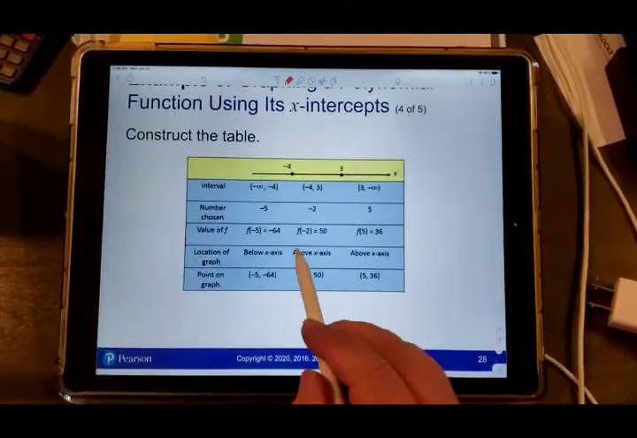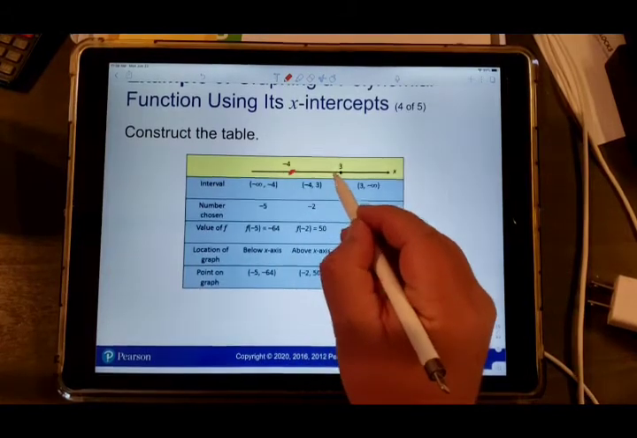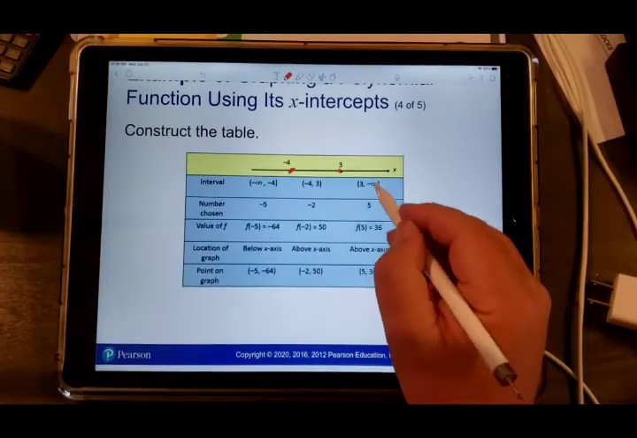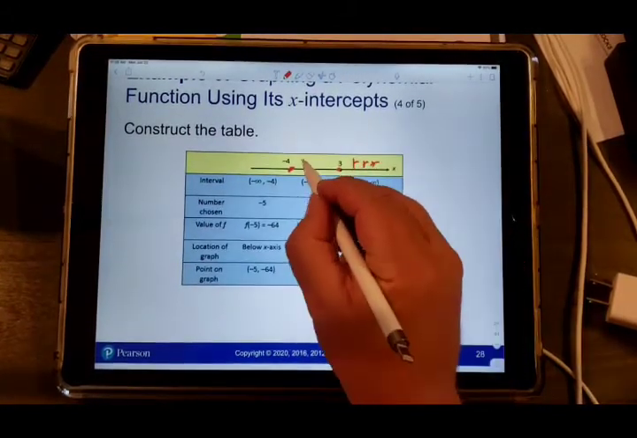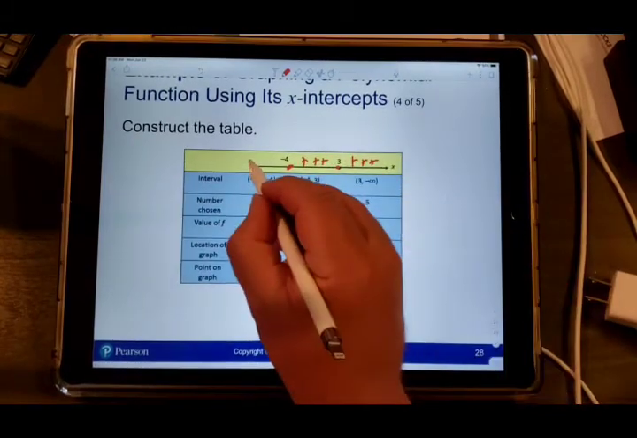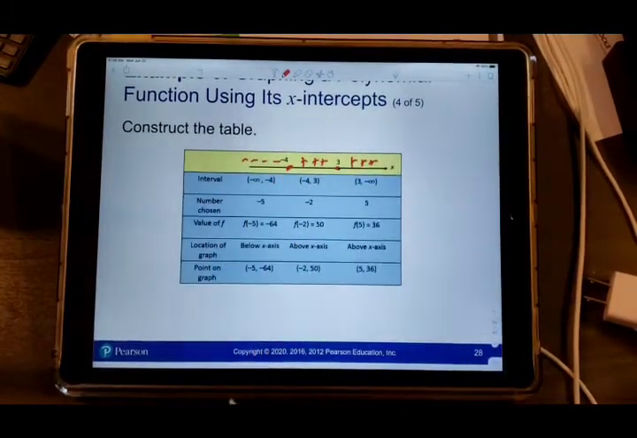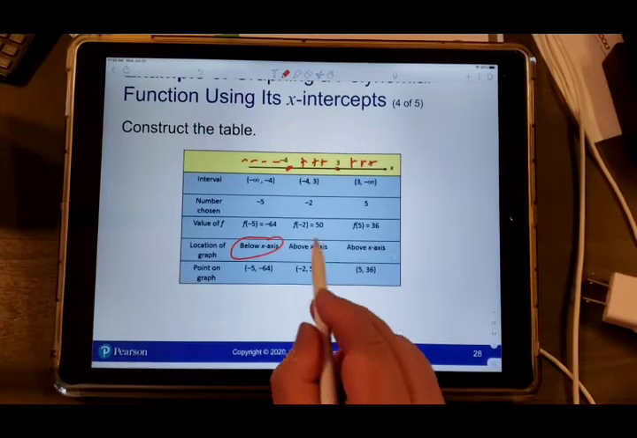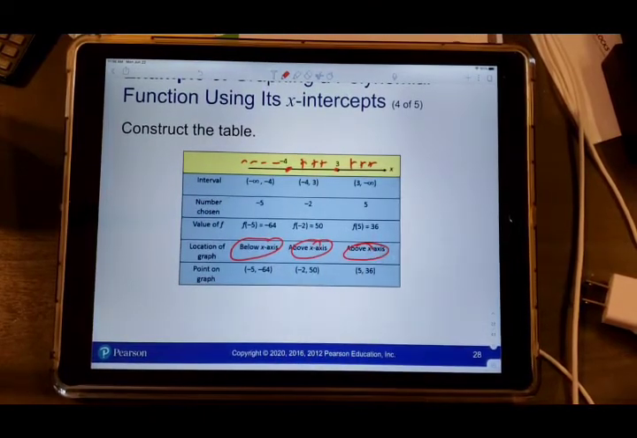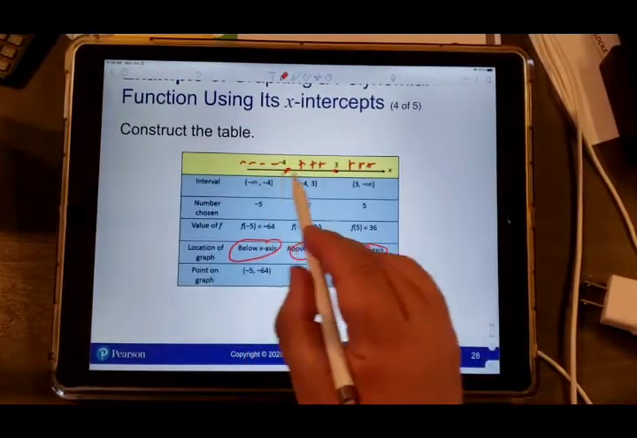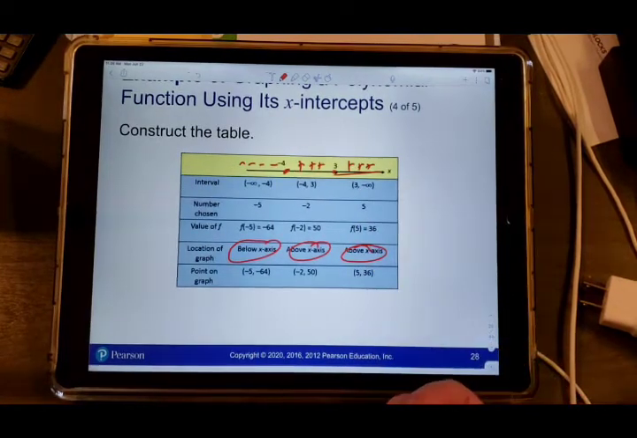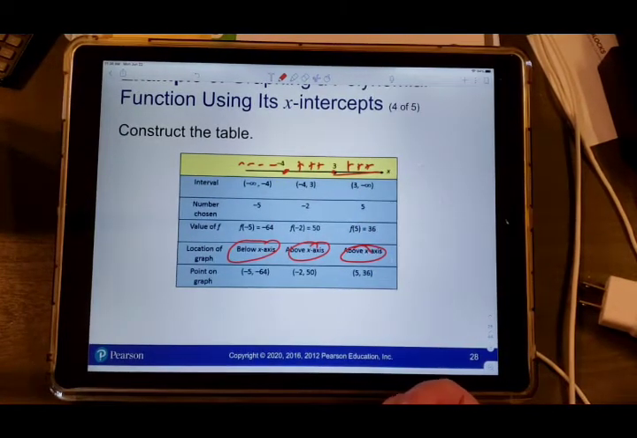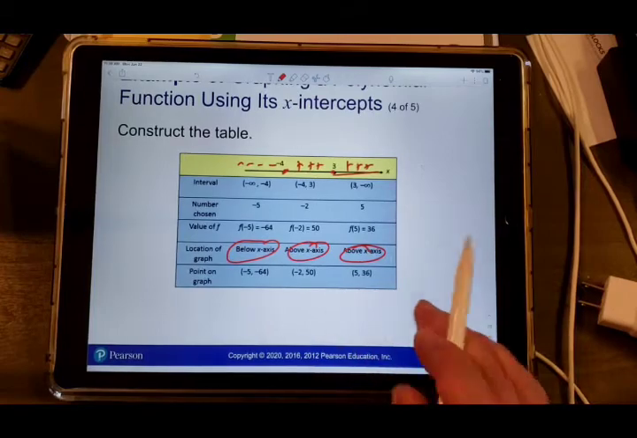So the author went through the whole idea of if you have these 2 points and you test a point here, this is positive, it's also positive, and negative. So below the x-axis, above the x-axis, above the x-axis. I'm not saying that these are not useful tools, but maybe not necessary for this problem.